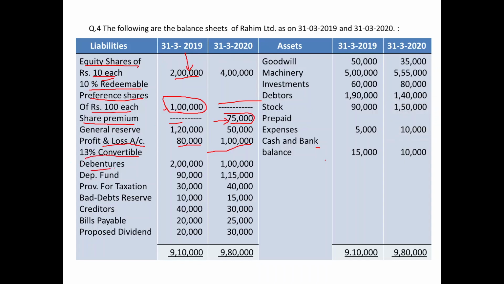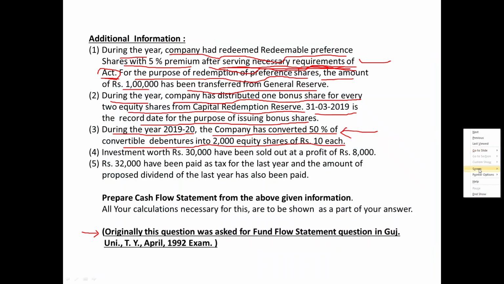13% convertible debentures. Opening balance 2 lakh, closing balance 1 lakh. It means exactly 50% of debentures have been converted into equity shares. 50% of 2 lakh is 1 lakh. So 1 lakh worth of debentures have been converted into equity shares and the remaining 1 lakh has remained as a closing balance. In lieu of this conversion, क्या दिया है कंपनी ने?